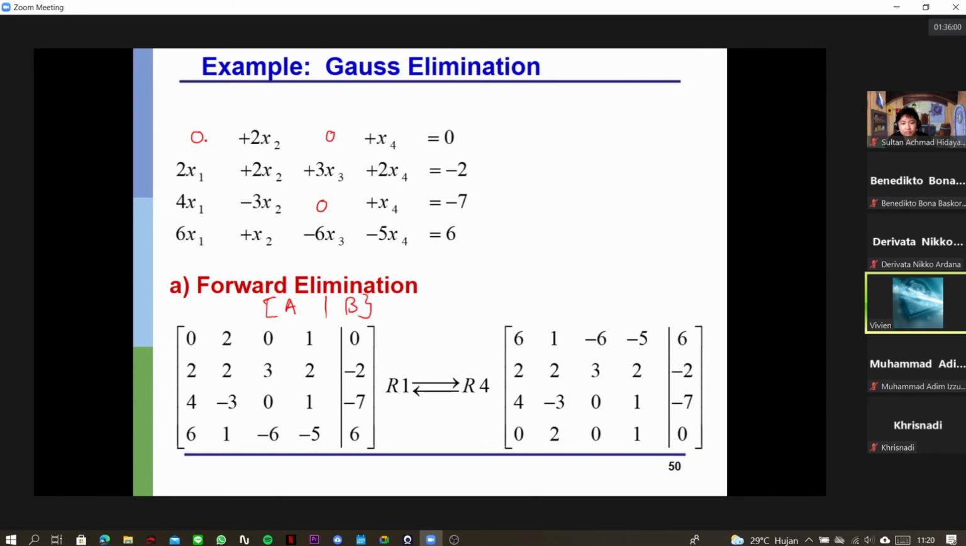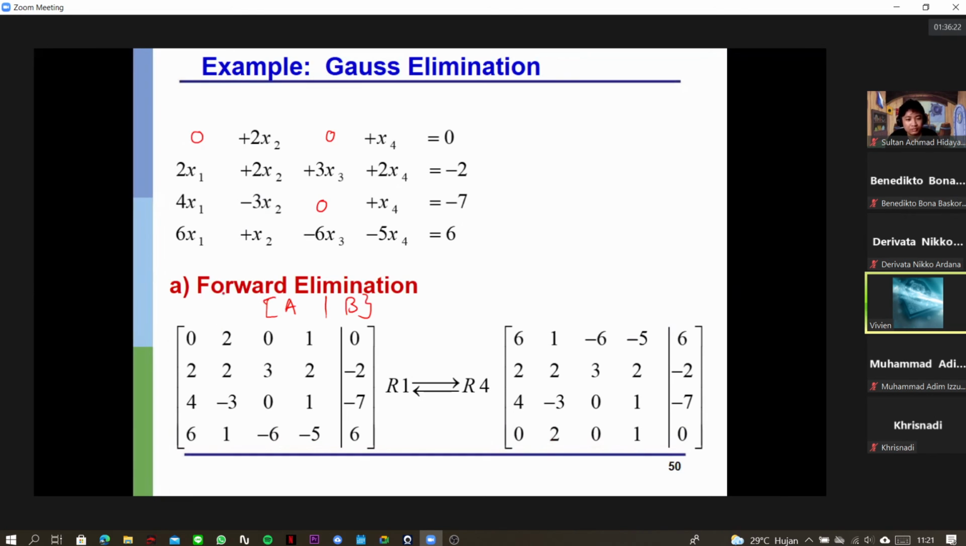in which here we write down the original matrix. So we have 0, 2, 0, 1, and then 2, 2, 3, 2, minus 2. And then next, the third row is 4, minus 3, 0, 1, and on the right-hand side, we have minus 7, and 6, 1, minus 6, minus 5, and 6.